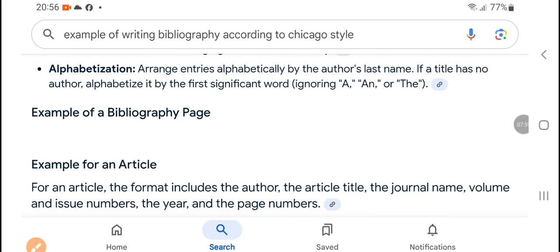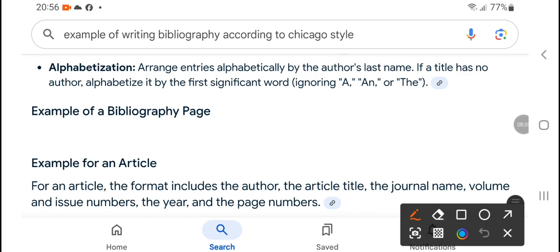Alphabetization: arrange entries alphabetically by the author's last name, as we discussed earlier. First we have to find out how many authors we have taken. We have given references to a number of books and authors. So first we find the surname or last name, and according to the last name we sort the list of books. Then we write alphabetically and follow the order, right?